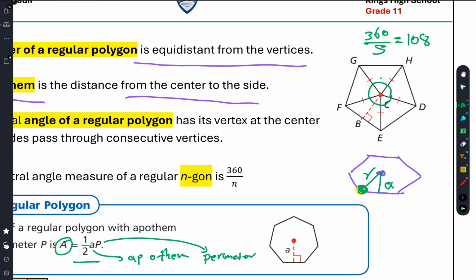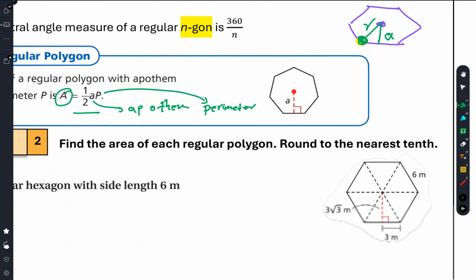108. 360 divided by 5 equals 72. So each angle here is 72. This one also 72. But when you draw a line, it becomes 36 and 36. If we take an example, you'll understand better.